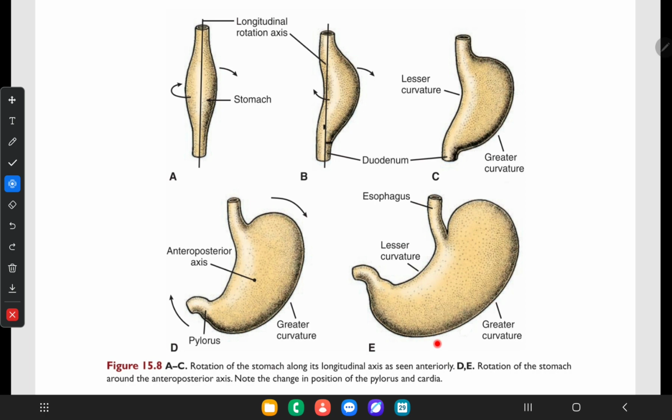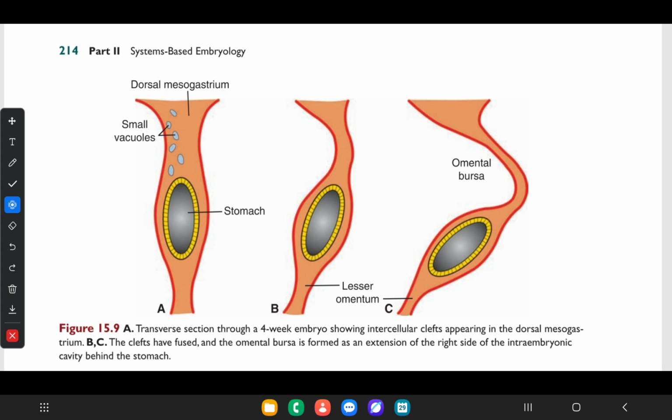But you have to know the development of the ligaments or the peritoneal foldings, which are called mesenteries, attached to this stomach, and how they develop. From this diagram, you can see the stomach and its peritoneal attachments. The stomach is attached to the dorsal body wall by the dorsal mesogastrium, and it is also attached to the ventral body wall by the ventral mesogastrium.